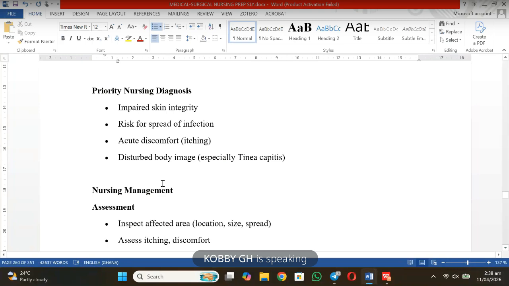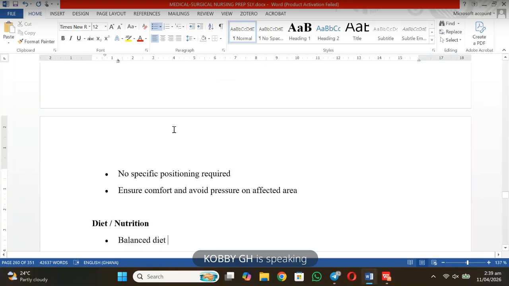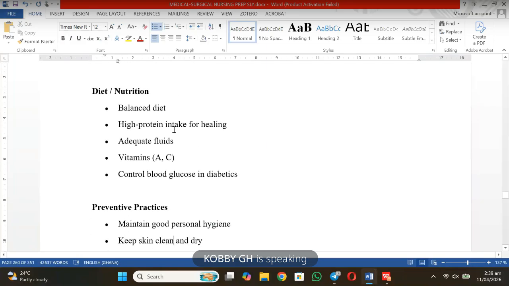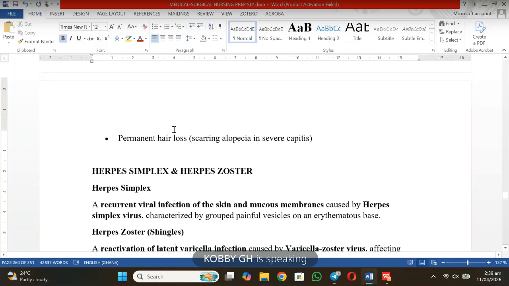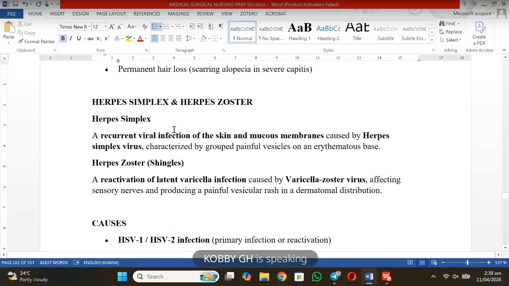The priority nursing diagnosis still remains over here: acute pain and impaired skin integrity. Again, you can also concentrate on the infections. When it comes to the nursing management, it follows the same pattern as the management of the other conditions we've discussed. Now, let's look at the last one with the integumentary system.